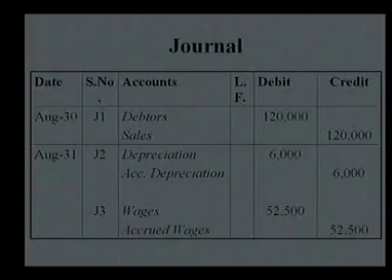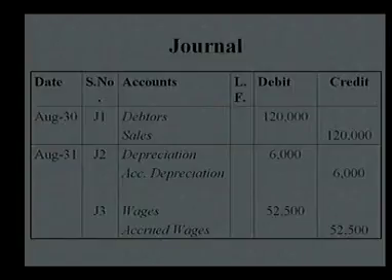Similar logic you can apply for journal entry J3, which deals with wages. Wages is an expense. Increase in expense is to be recorded in debit side. Accrued wages is the liability of the company. The company owes it, so it has to be recorded in credit side. So, accordingly 52,500 has been shown under credit side.